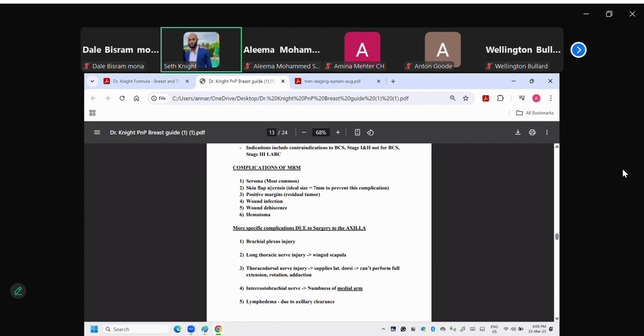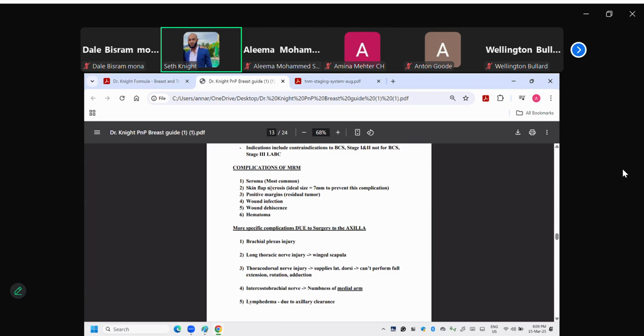And then the very specific complications, remember MRM stands for radical, when removing the level 1 and 2 lymph nodes, the axillary lymph nodes. The other specific complications would be that involve surgery to the axilla. And so brachial plexus injury, long thoracic nerve injury, thoracodorsal nerve injury, intercostobrachial nerve injury, lymphedema, and Stewart-Treves syndrome are the 6 you need to know.